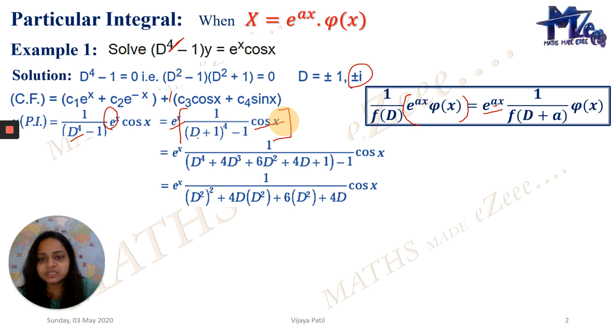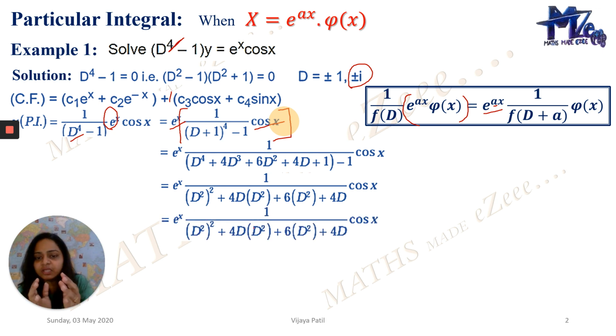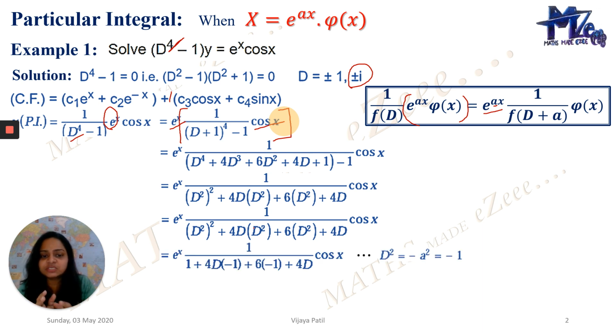Now we are just replacing that (D plus 1) to the power 4. We get it using the binomial expansion, with coefficients 1, 4, 6, 4, 1, as in (a plus b) to the power 4. So the expansion of (D plus 1) to the power 4 is D to the power 4 plus 4D cube plus 6D squared plus 4D plus 1, minus 1. The plus 1 and minus 1 will go off from here. We are trying to club everything in terms of D square, because we need to use this D square. We have to replace D square using minus a square.